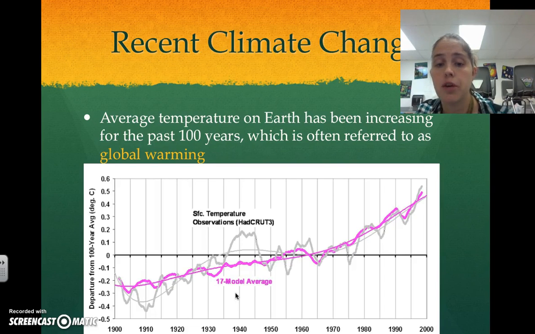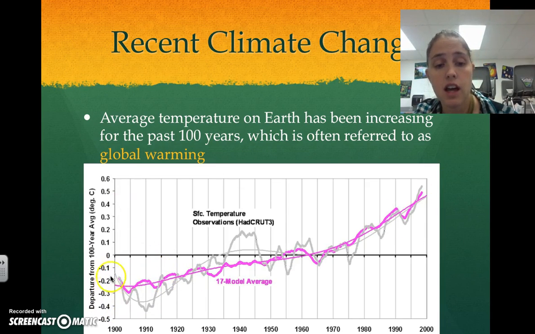Recent climate change. So average temperatures on Earth have been increasing for the past 100 years. Now nobody's debating this. Everyone understands that this is happening. This is true. This is data. We see that over the last 100 years, Earth's temperature is increasing. And this is referred to as global warming.